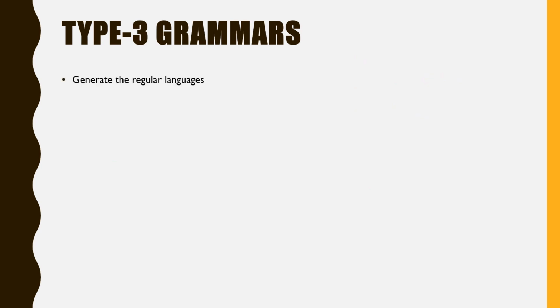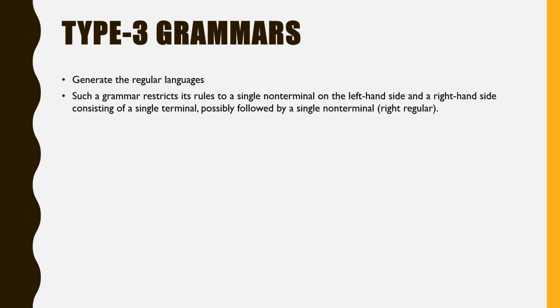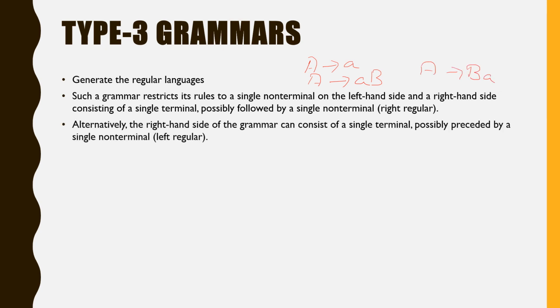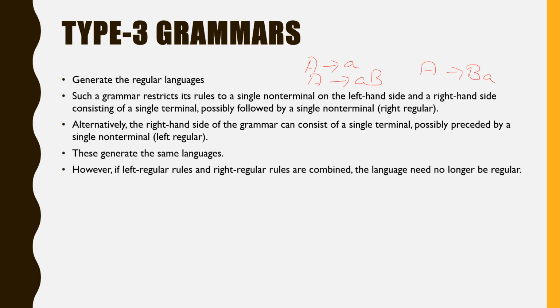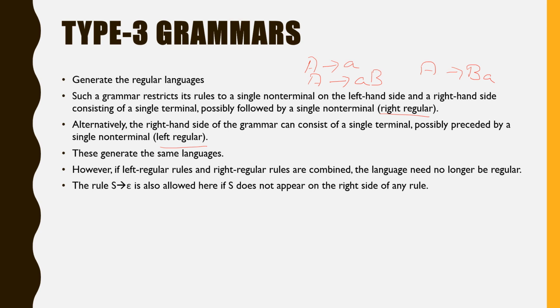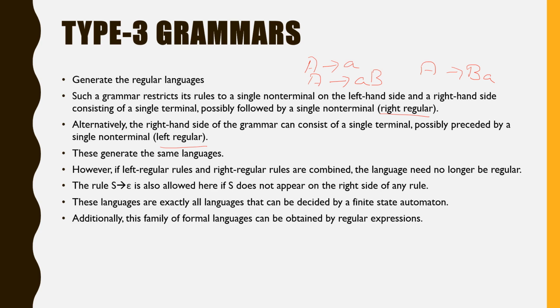Type 3 grammars, the last type of grammars, generate the regular languages, and the grammar productions are of the form a non-terminal derives a single terminal, or a non-terminal can derive a single terminal followed by a non-terminal. If this is the case, then it is called right regular. And if it is a case like A derives BA, then it is called left regular. These generate the same languages, which means right regular and left regular generate the same class of regular languages, and the automata which accepts this type of grammar is called finite automata.